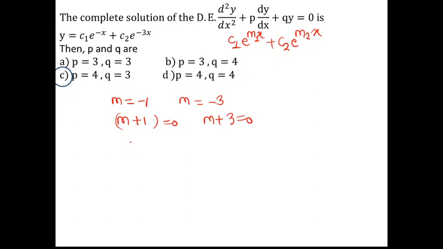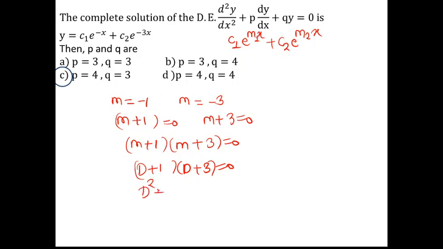So recall that while obtaining the roots of the auxiliary equation, what we used to do? We used to replace d by m. So here replacing m by d, we have (d plus 1) into (d plus 3) equal to 0 as the equation. Now just expand this, you will get d square plus 4d plus 3 equal to 0.